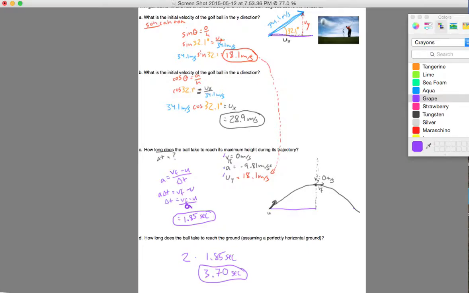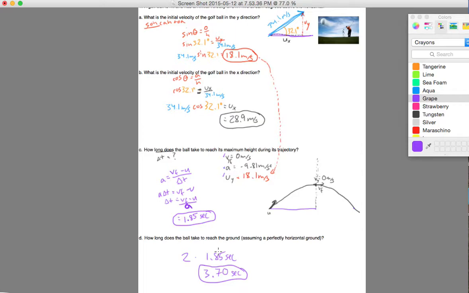Convince yourself of it. You'll be happier for it. So in that last problem, all you needed to do was multiply your 1.85 seconds by 2, and you're going to get your answer, 3.70 seconds. That's how long it takes for the ball to reach the ground, assuming it's a perfectly horizontal ground.